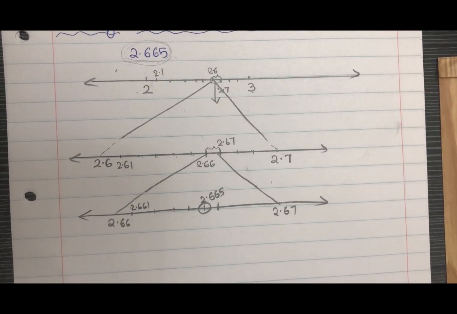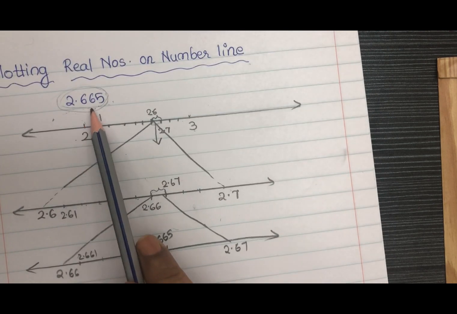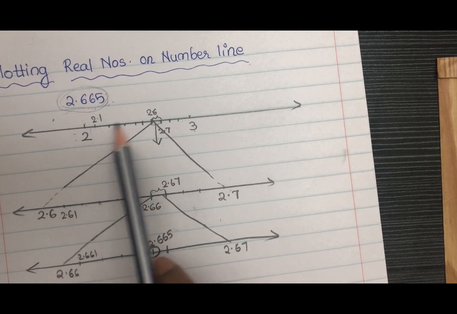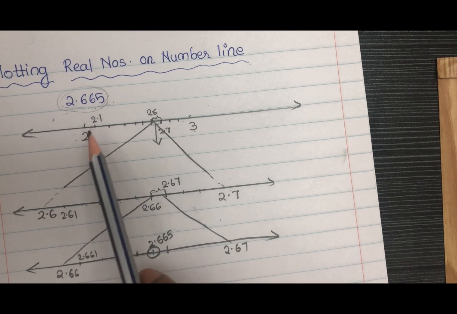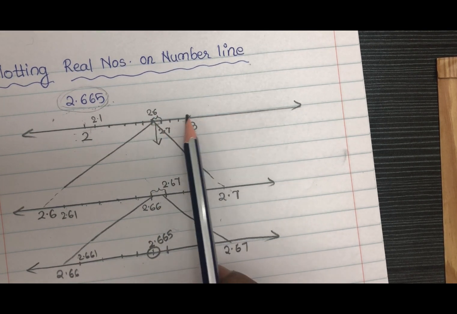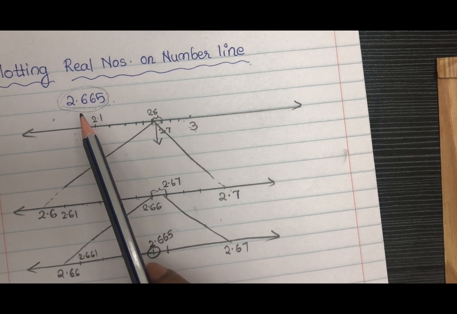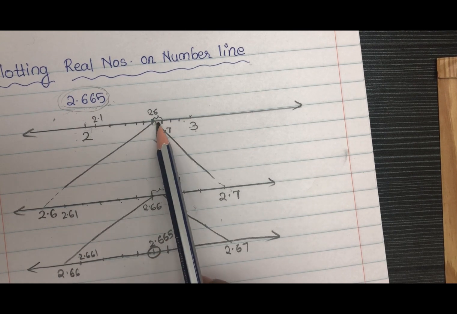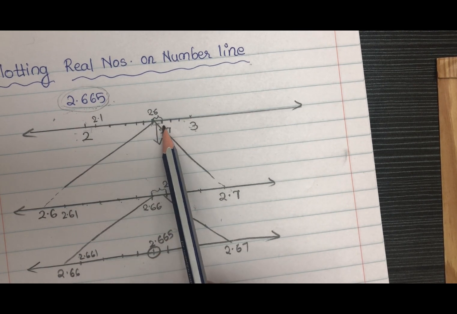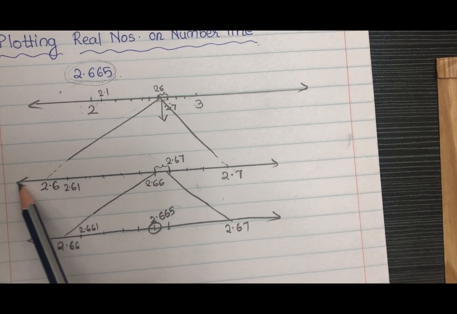And this process is called the process of successive magnification. First we know that 2.665 comes between 2 and 3. So we have plotted the 10 numbers between 2 and 3, that is 2.1, 2.2, 2.3, 2.4, 2.5, 2.6 and till 2.9. And further, we found that 2.665 lies in the interval between 2.6 and 2.7, right? So again we magnified this into this number line.